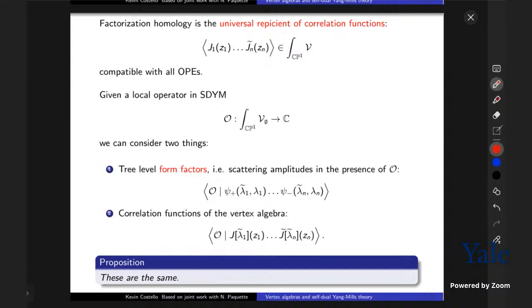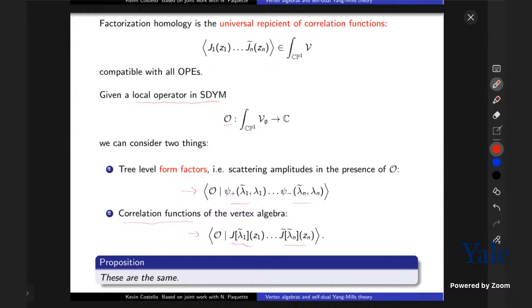So what this tells us is, if I have a local operator, I view it as an element of the dual factorization homology, and you can use it to define correlation functions of the vertex algebra like that. So I can take the correlation functions where I insert the generators of my vertex algebra at various points. But you can also use it to define form factors, where I insert various positive and negative velocity states with various momenta.